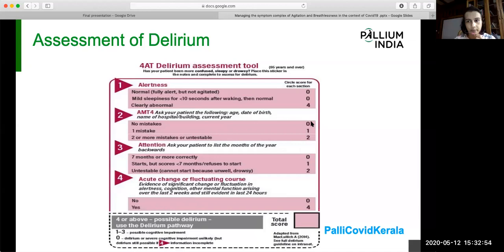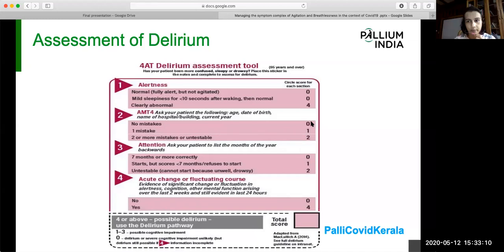But if the alertness is clearly abnormal, they are very, very drowsy and not able to wake them up, then they get a score of 4. That's how you score alertness. Second one is AMT4, where you ask the patient about the age.